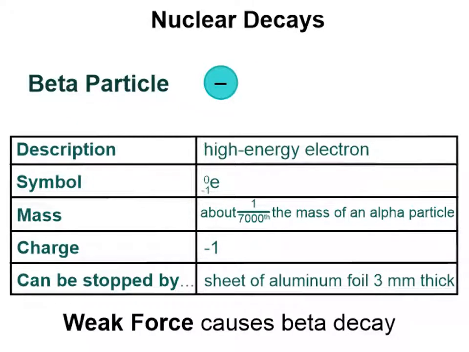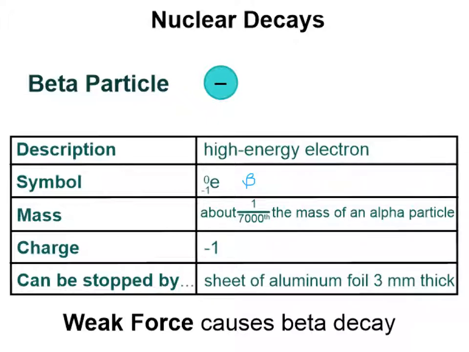Another way the nucleus can decay would be to emit a beta particle. And a beta particle is essentially an electron. It's a very high energy electron, a lot of energy. We write the symbol like this, or we can also abbreviate it with the Greek letter for the second letter of the alphabet, beta. It's sort of a curly little b with a tail on it. And of course, this has a tiny, almost negligible mass. There is some mass, but it's 1/7,000th the mass of an alpha particle, very tiny. And its charge is -1.